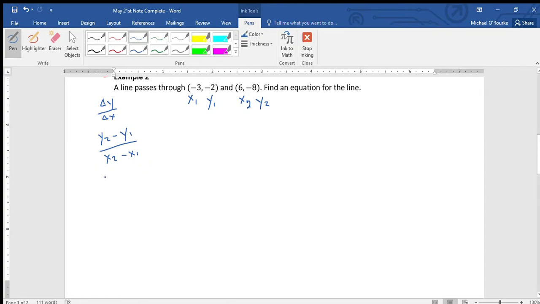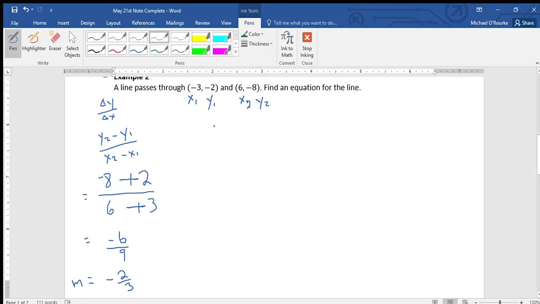And hopefully you got -8 minus -2. Now negative and negative make a positive. And then we have 6 minus -3. Negative, negative make a positive. So that's going to equal -6/9. And we'll reduce that to -2/3. So there's our m.